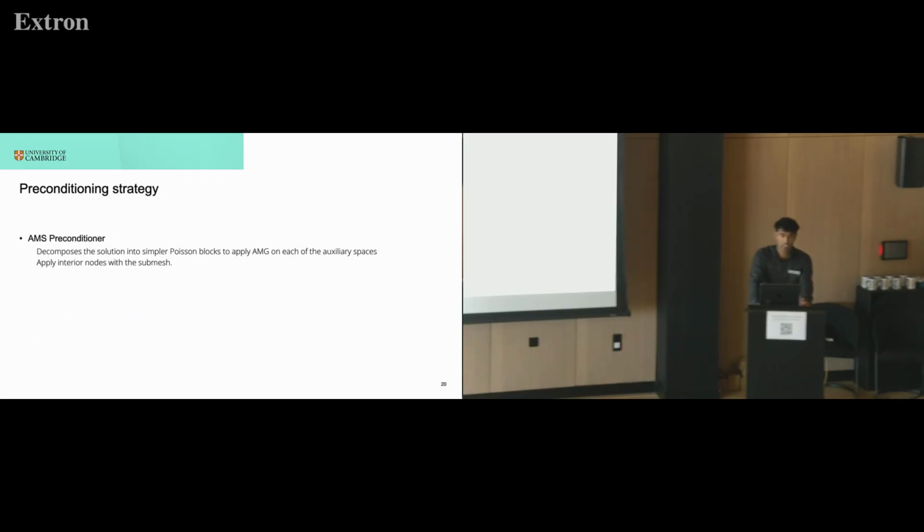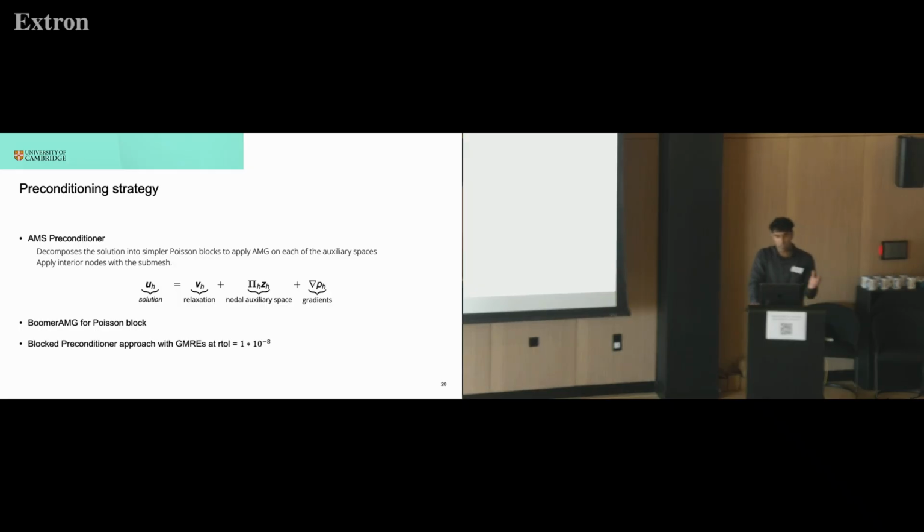One such preconditioner is the AMS preconditioner developed by Hiptmair and Xu. The idea is that you get your solution, and you can split it into three different separate solutions. You have this VH term, which is our high frequency modes. We have our nodal auxiliary space, which is effectively a vector Poisson problem, and then we have our gradient fields, which are solved through a scalar Poisson problem. So we can apply AMG on the gradients and the nodal auxiliary space, and we can apply a point smoother of our choice for the high frequency modes. For the Poisson block from the scalar potential, we can just use our classic BoomerAMG.